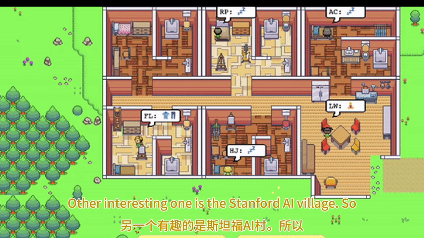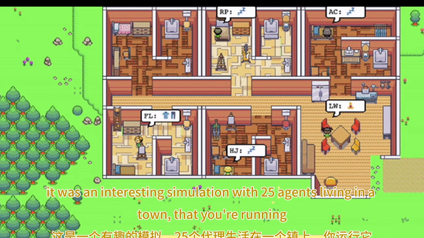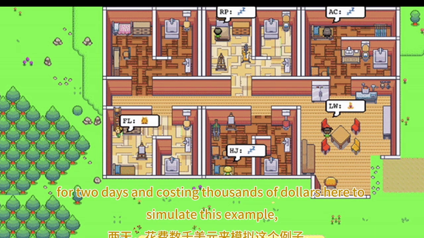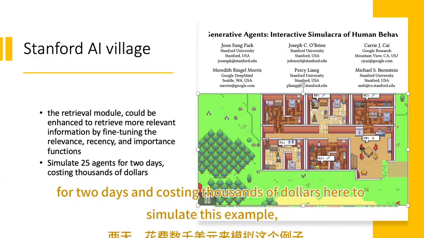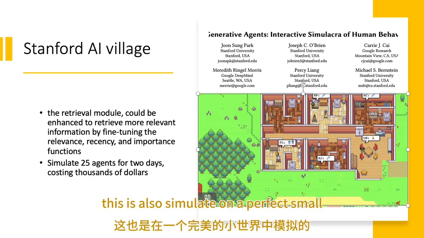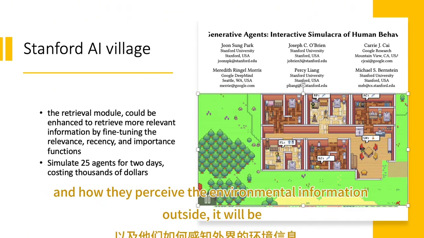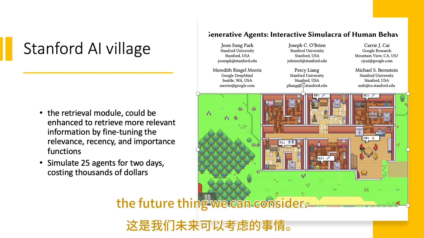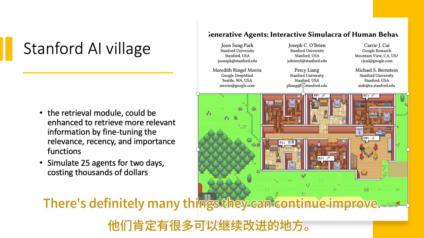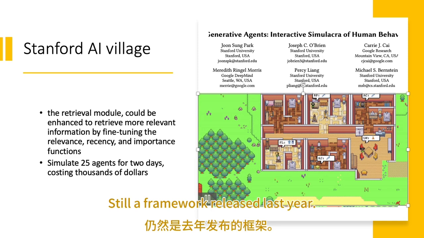Another interesting one is the Stanford AI village. It was an interesting simulation with 25 agents living in a town, run for 2 days and costing thousands of dollars to simulate in this example. This is also simulated in a perfect small-world situation. But the philosophy behind it, like how each virtual agent perceives the environmental information outside, is something we can consider in the future. There's definitely many things they can continue to improve, since it's still a framework released last year.